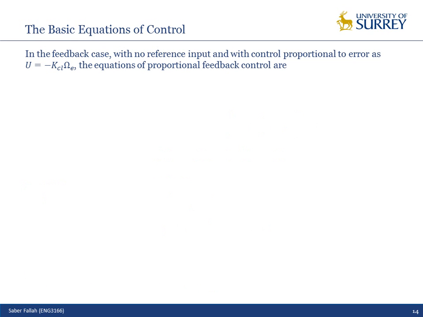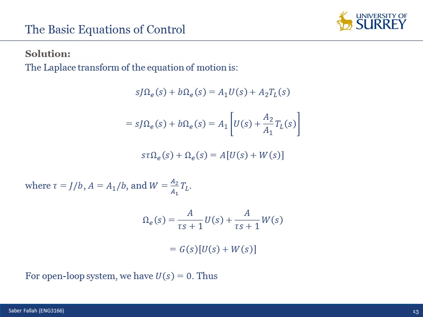What does it mean? Look, before going to the next slide, keep in your mind that the transfer function from the disturbance to the engine shaft speed will be G(s)W(s). Now let's look at the closed loop system.